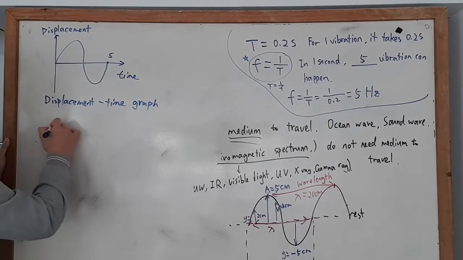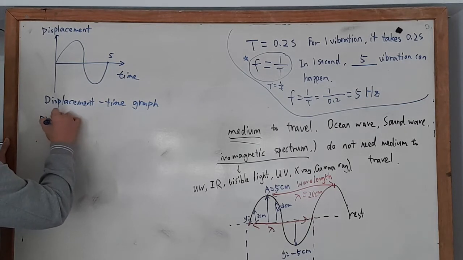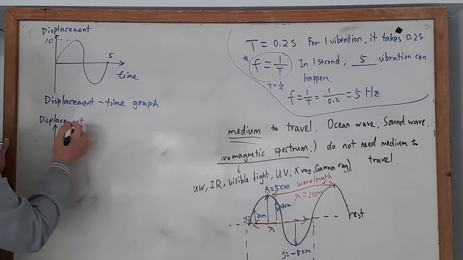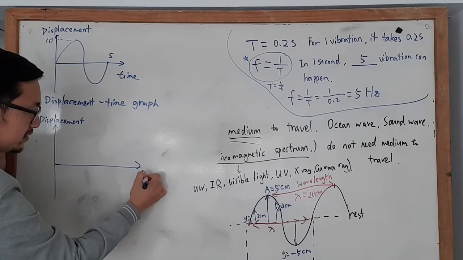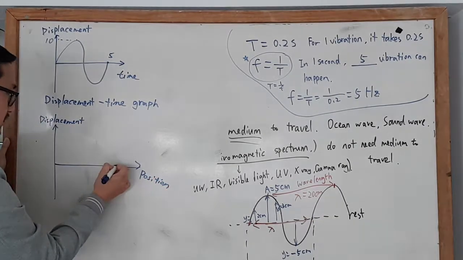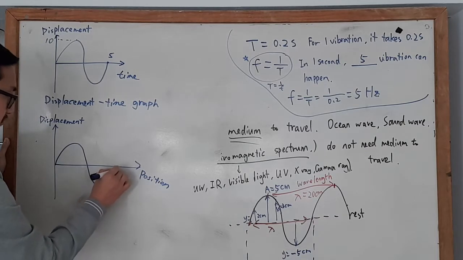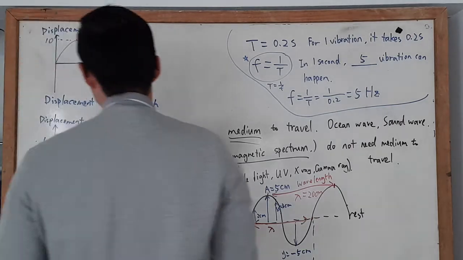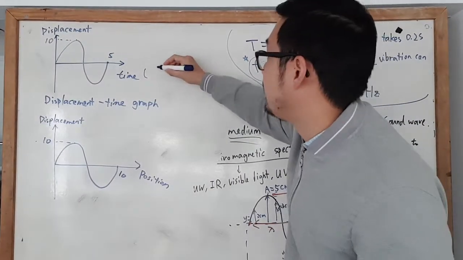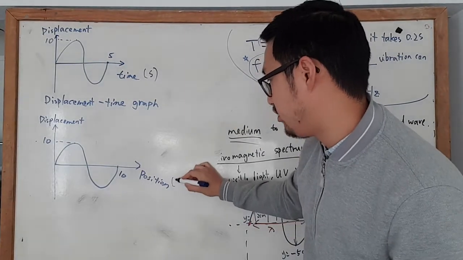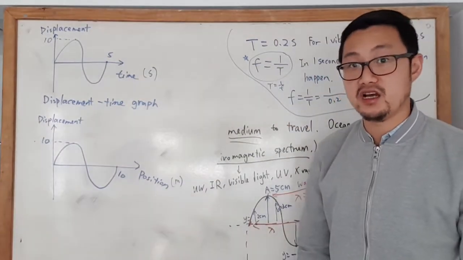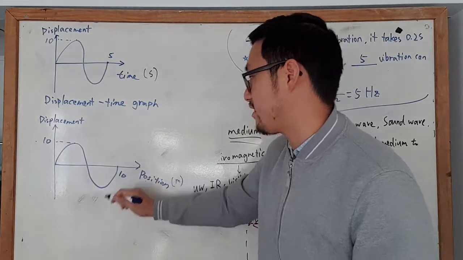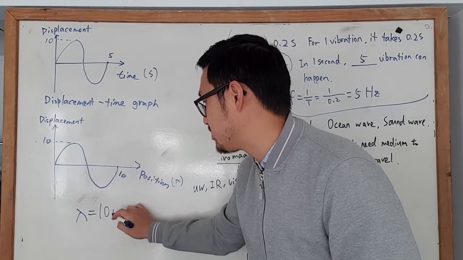And then you might have this. Say this is still displacement, let's give this 10. But now this gives you position. Draw exactly the same thing here. Let's say this number is 10, and this is 10 as well. So what's the difference? Time over here, the unit is going to be seconds, and position over here is going to be meters. So what does this 10 meters mean? It means the wavelength lambda is going to be 10 meters.